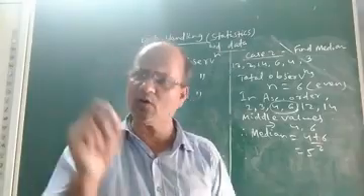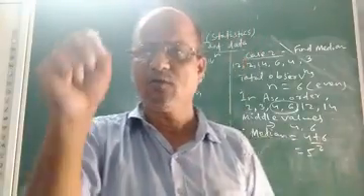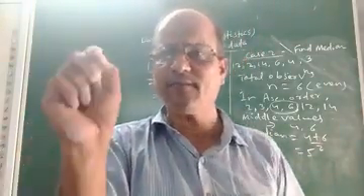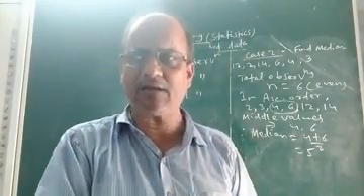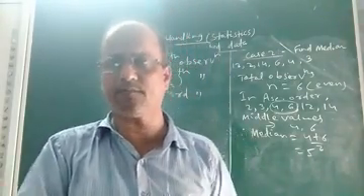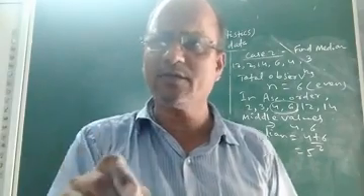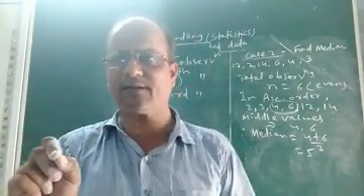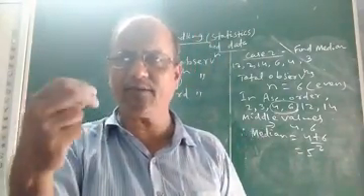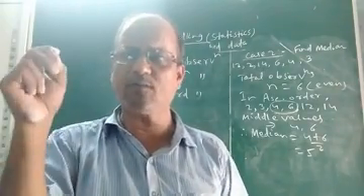Okay, children, I hope I tried my level best to explain what is median and how to find the median of ungrouped data having an even number of terms and an odd number of terms. With this we completed all three measures of central tendency: how to calculate mean, median and mode. Children, I hope you must have understood.